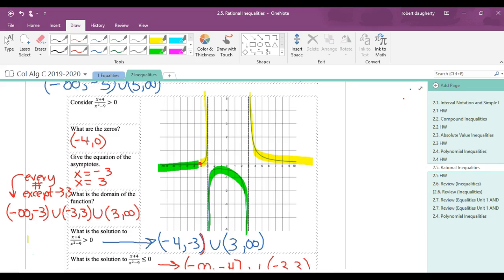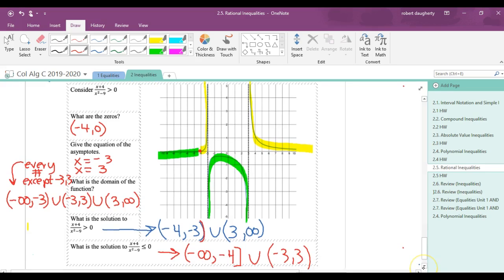And then the last question, where is it less than 0? Less than 0 is from -infinity up to -4. Because it's less than or equal to, bracket on the -4. And then -3 to 3, those have to have parentheses because both of those are asymptotes.